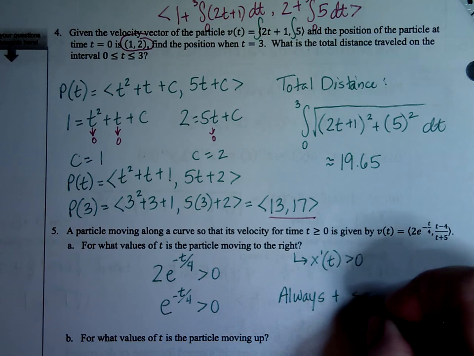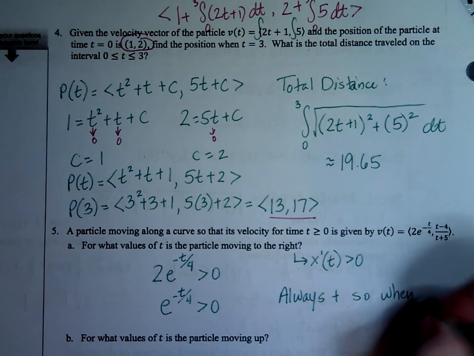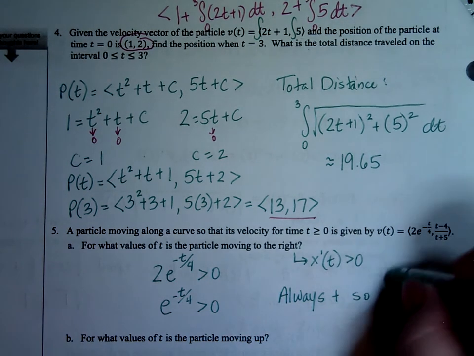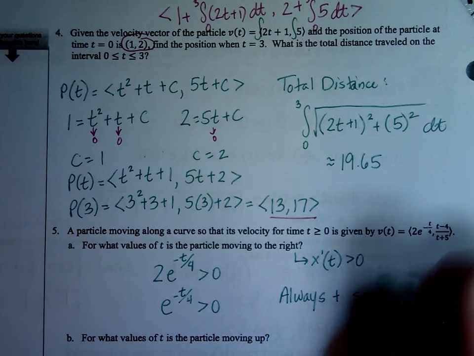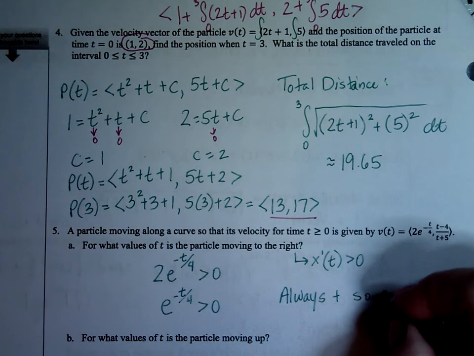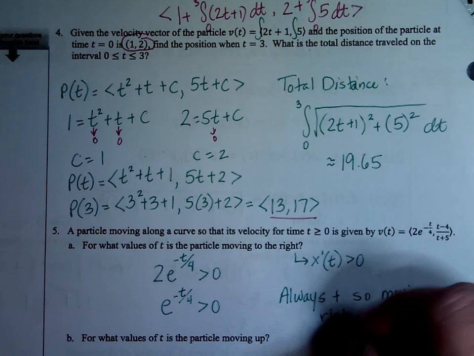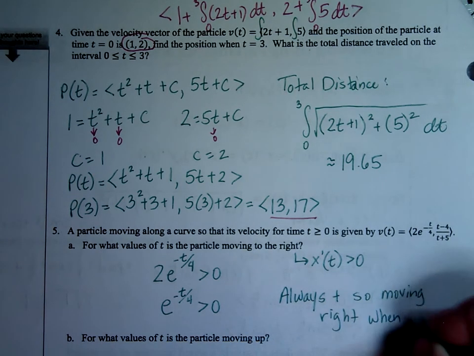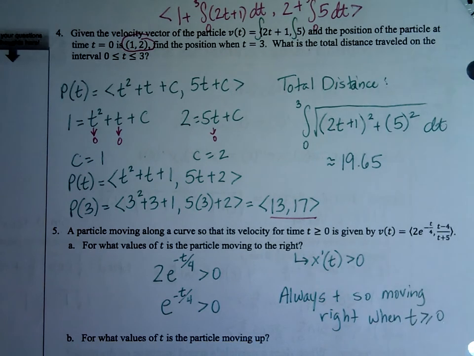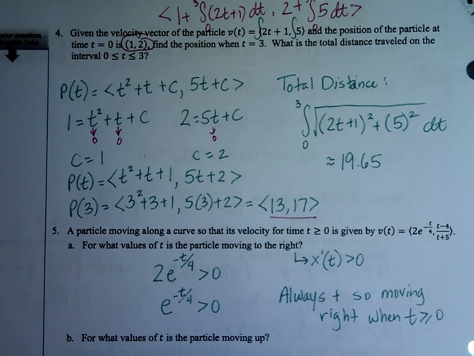So your answer, moving right, is when t is greater than or equal to 0. It's always moving right, and I know that from the graph of that equation.